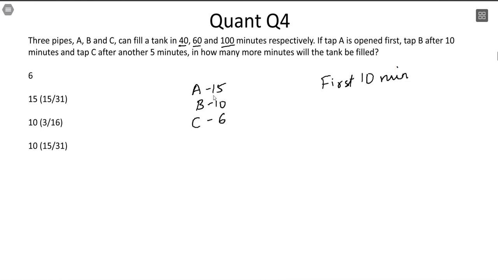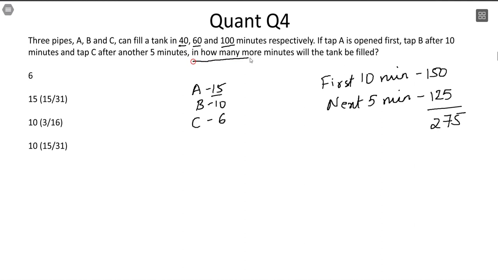only A was working and it works at the rate of 15. So in the first 10 minutes it would have filled up 150 liters, and tap C after another 5 minutes. Now for the next 5 minutes, see, A and B both are working. A works with a rate of 15, B works with a rate of 10. Together they work with a rate of 25 for 5 minutes. So they will end up filling 125. So far the tank has been filled up 275.